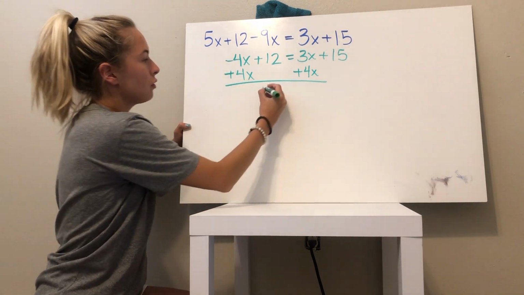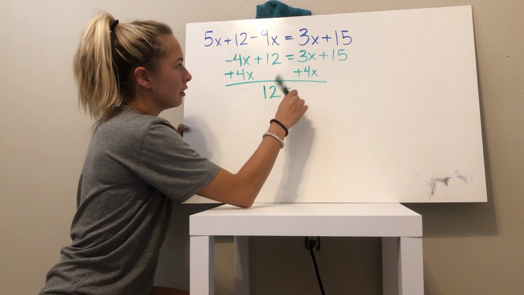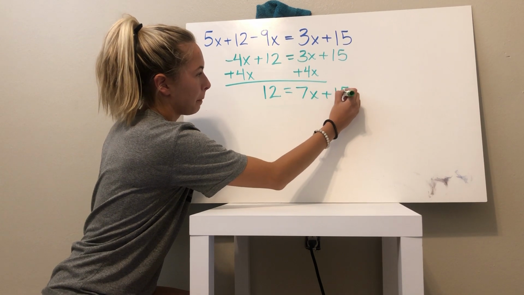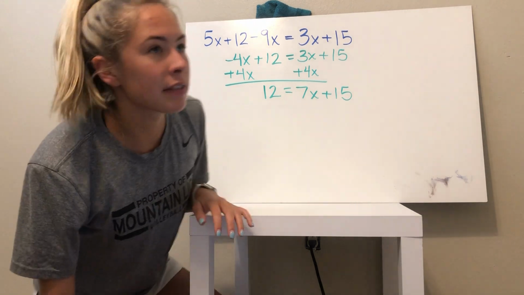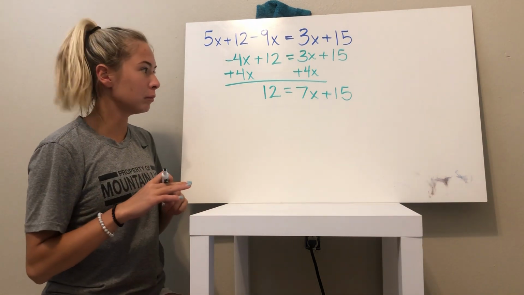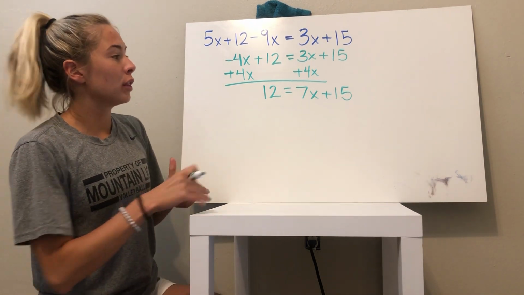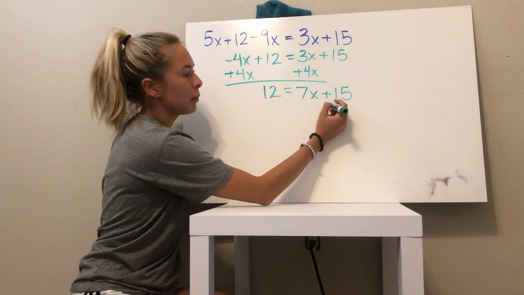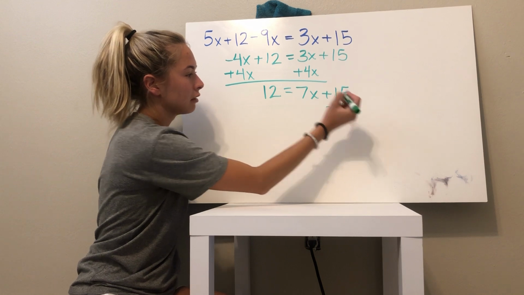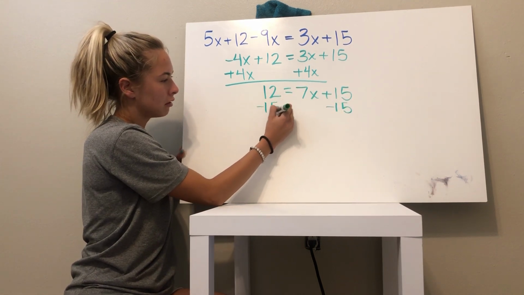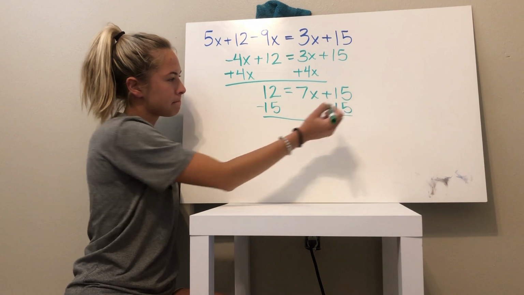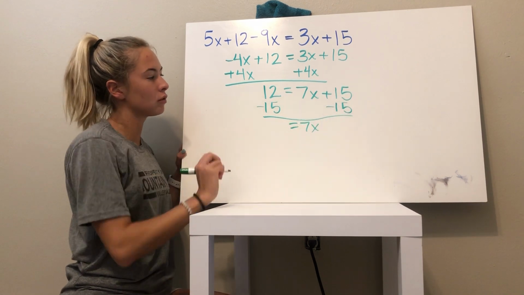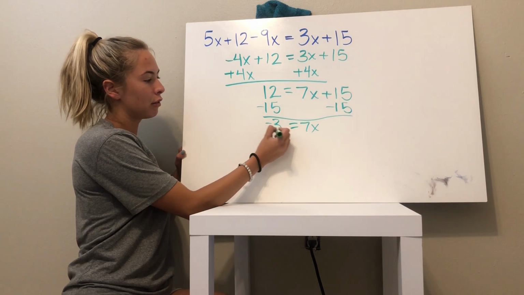So these are going to cancel, so we have 12 on the left. 3x plus 4x gives us 7x plus 15, right? So now we have the 7x on one side, but it's not alone. So this 15 we want to get rid of and move to the other side. It's positive, so we're going to subtract 15 from both sides. We have 7x, because these cancel, equals a negative 3.